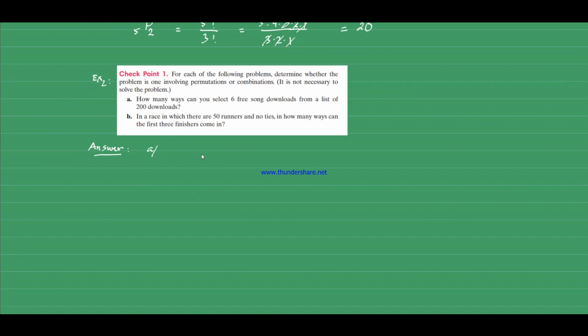So part A we can solve easily by using the combination formula. We have 200 downloads, and we pick only 6 from the 200 downloads. So you're going to have 200 factorial over 200 minus 6 factorial, and 6 factorial. Now we're going to use the calculator to solve the problem. I'm looking for my calculator right now, and okay, it's right here. So we go ahead and put it into the calculator.